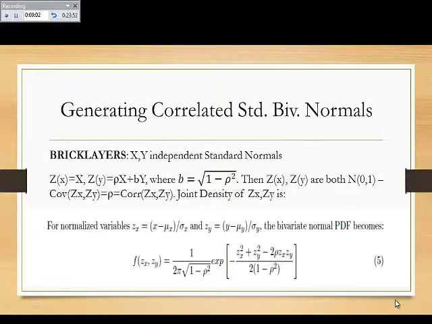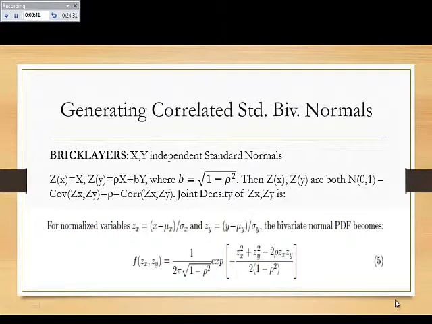So this is for the bricklayers. If I start with X, Y independent standard normals, define Zx equals X. This would be the standardization of X, but X is already standardized, so I don't need to do anything to it. And Zy defined as rho X plus bY, where b is the square root of 1 minus rho squared. Now then Zx and Zy are both normal 0, 1. Zx is of course X, so it is normal 0, 1.